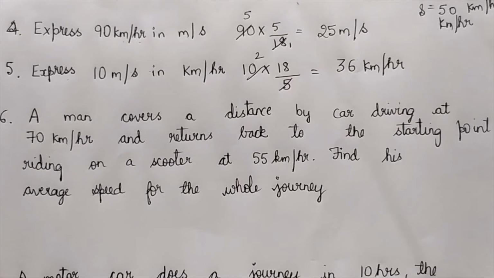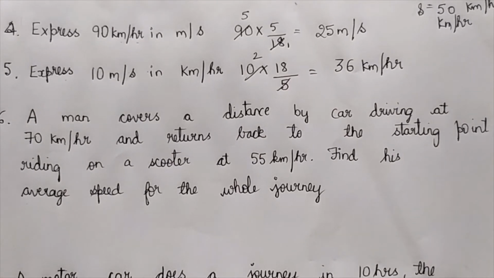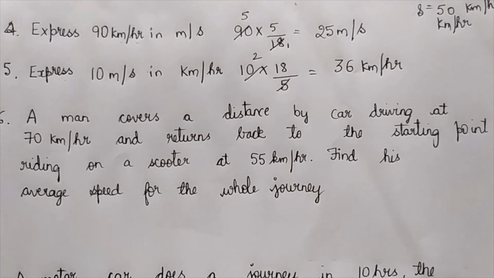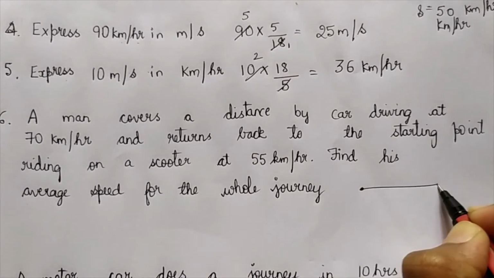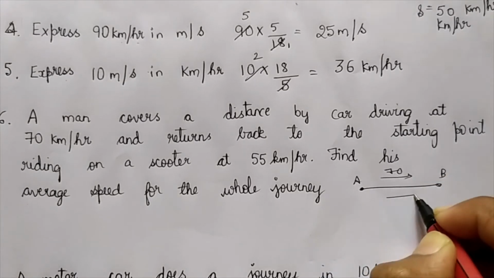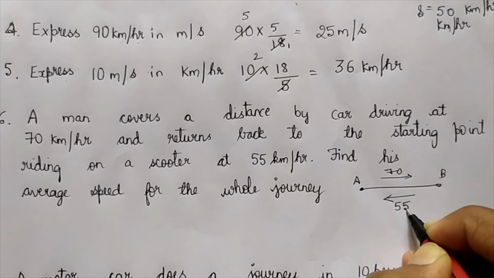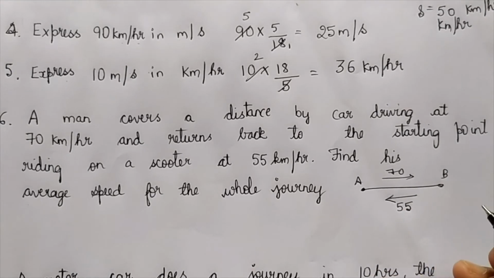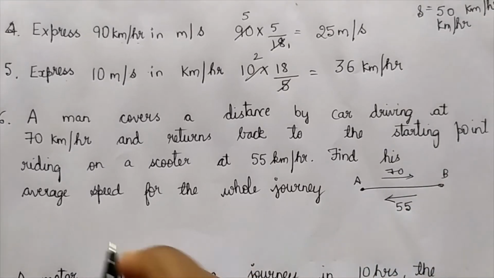Next, a man covers a distance by car driving at 70 km per hour and returns back to the same point riding on a scooter. He starts from here to here, A to B, goes at 70 km per hour, returns at 55 km per hour. I want to find the average speed for the whole journey.